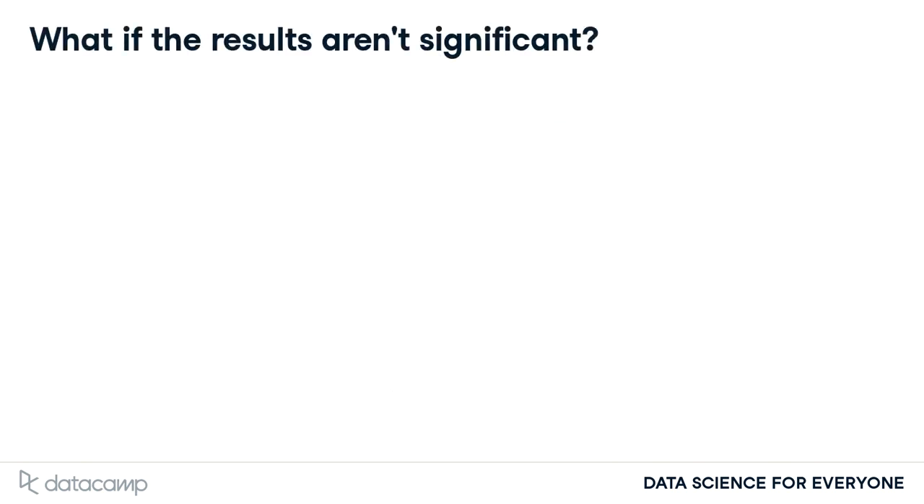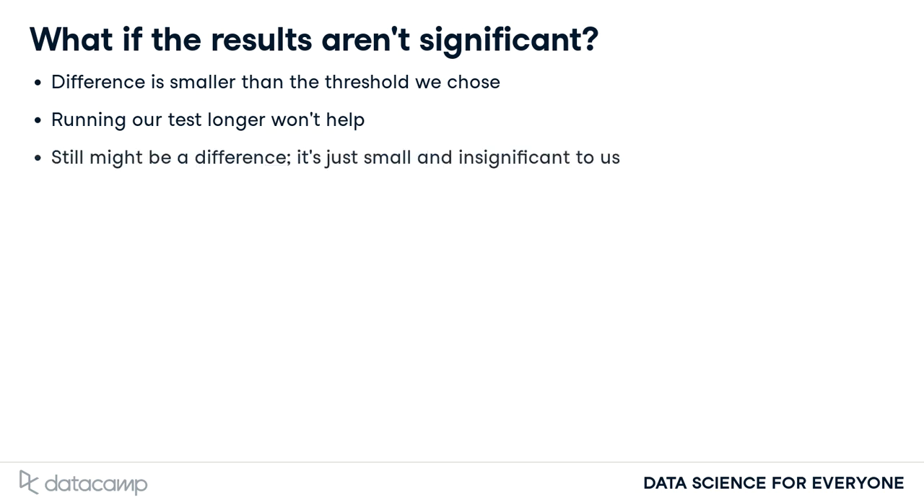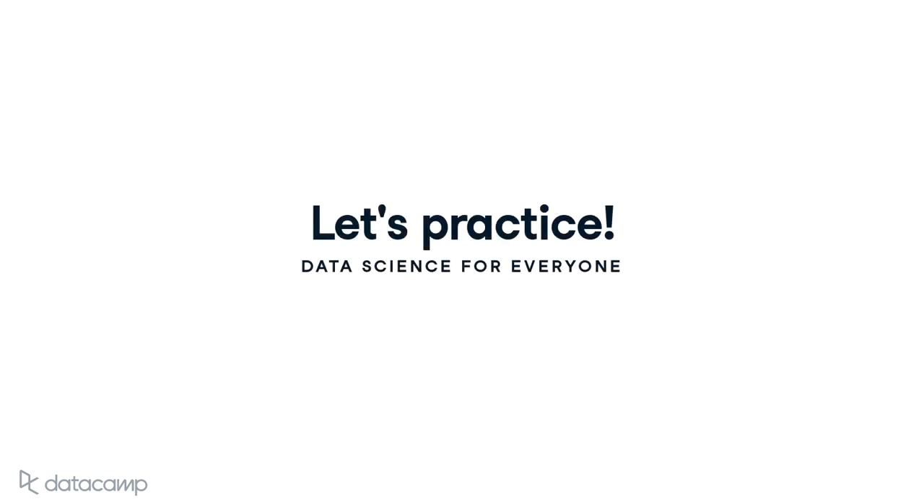What if the results aren't significant? If there are any differences in click rates, they're smaller than the threshold we chose when determining sensitivity. Running our tests longer won't help because it'll only detect a smaller difference, and we've decided that smaller differences are irrelevant. There still might be a difference in click rates between the titles, but that difference isn't important for us for making decisions. Now, let's practice.